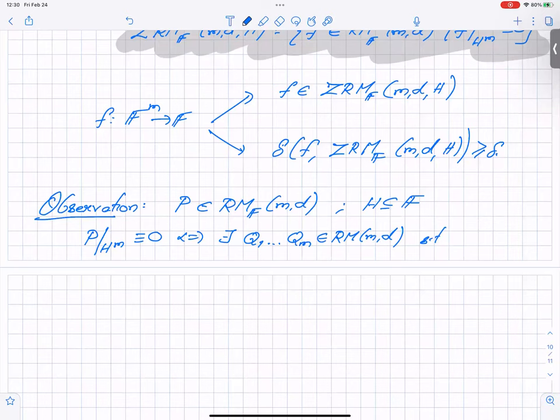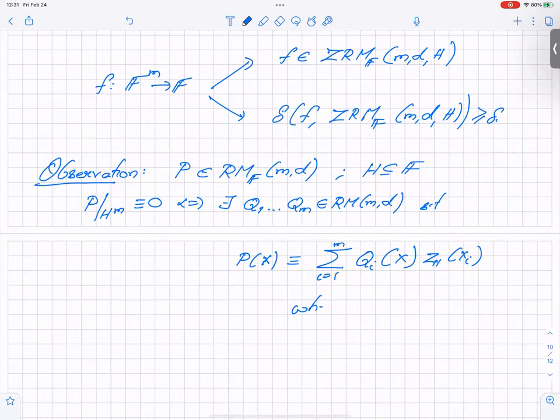If and only if P as a polynomial is identically equal to the sum of Q_i(X) as a polynomial, i going from 1 to m, times Z_H(X_i), where Z_H of variable Y is just the product of (Y minus h) over h in H. This is the combinatorial answer.